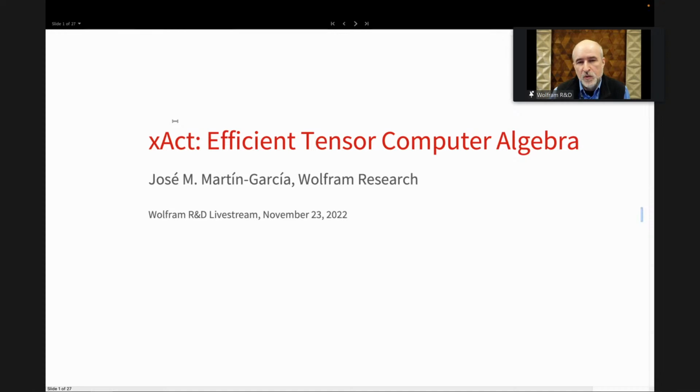Exacting projects such as geography, astronomy, the calculus of quantities and units, the calculus of dates and times. But today I am going to be talking about something I started doing almost 20 years ago during my many years as a researcher in general relativity, and it is this suite of packages called xAct for efficient tensor computer algebra in Wolfram language.